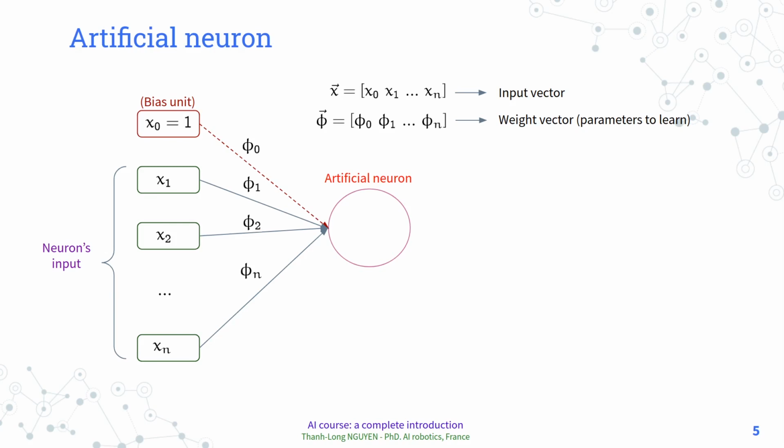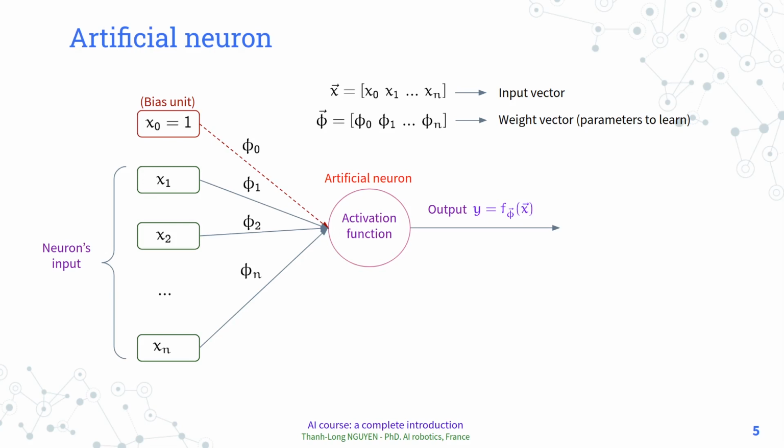Then, on the other side, we have the output of the neuron, y equals f of x. It means that the output of the neuron is a function of x and parameterized by phi. Finally, at the center of the neuron, we need an activation function which computes the output y based on the input x and the parameter phi.